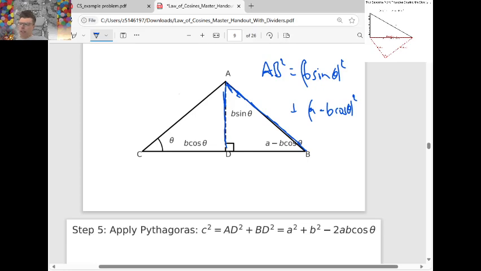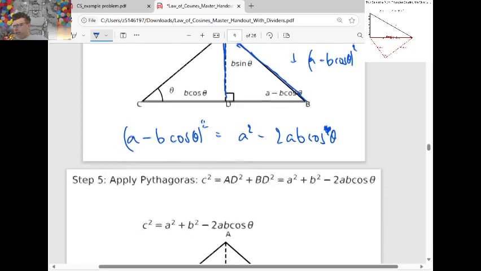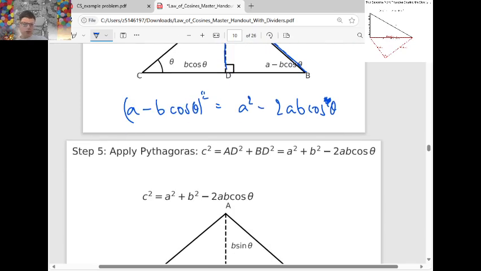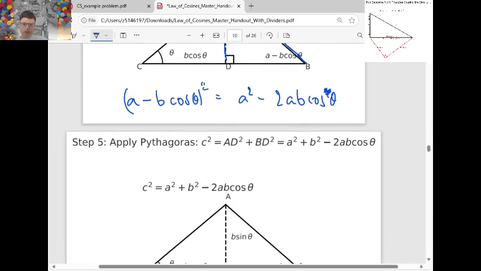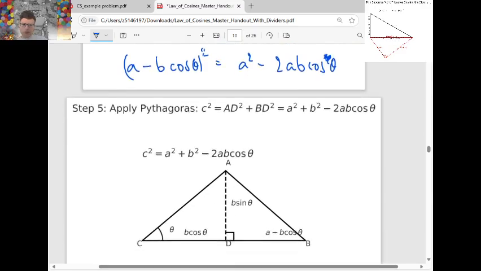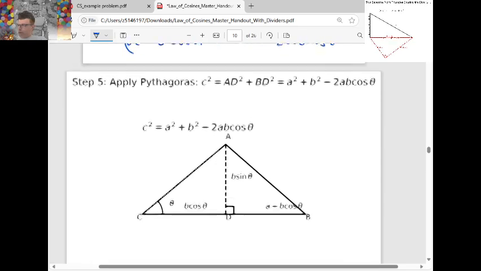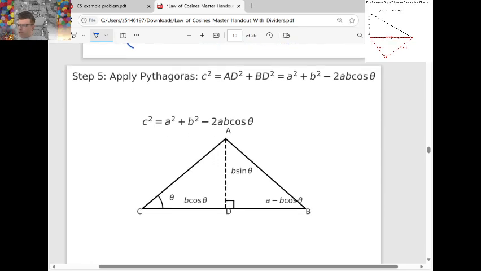If you expand a minus b cos theta all squared, what do you get? Well, if you expand it, a minus b cos theta all squared equals a squared minus 2ab cos theta, plus b squared cos squared theta. Right? So you actually end up getting it here. Right. Now, this is quite interesting, right? That's what we got. It's quite fascinating.